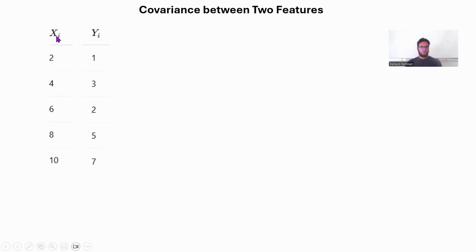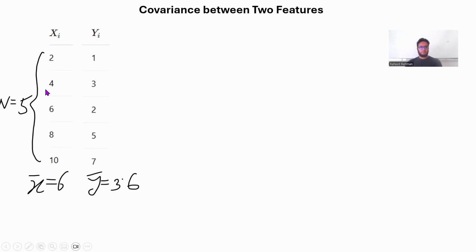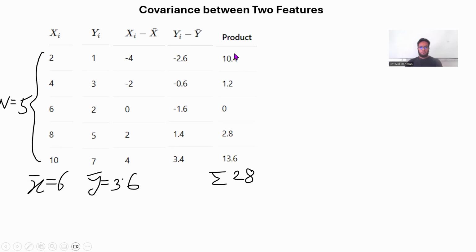So here we have two features, xi and yi, and these are their values. And we have obviously 5 samples. We can calculate the mean of x and the mean of y. And we can get these two columns as well, which are xi minus x bar, where x bar is the mean of x, and yi minus y bar, where y bar is the mean of y, which is very nice. Now, we can also get the product of (xi minus x bar) and (yi minus y bar). For example, minus 4 into minus 2.6 is equal to 10.4, which is again very nice.